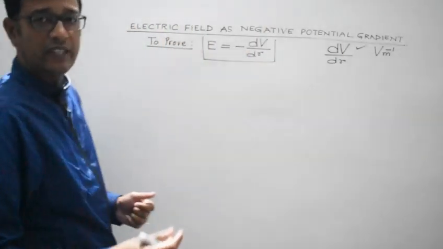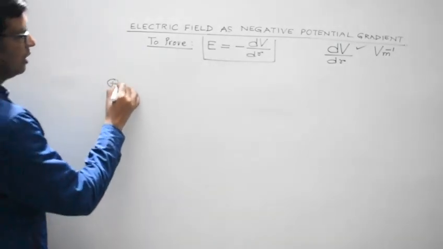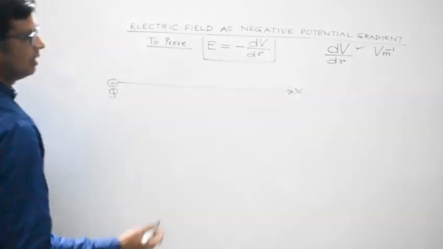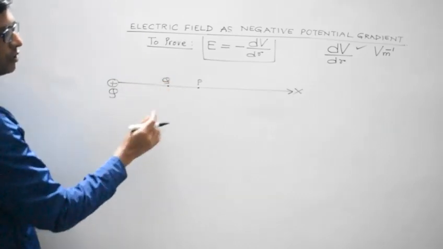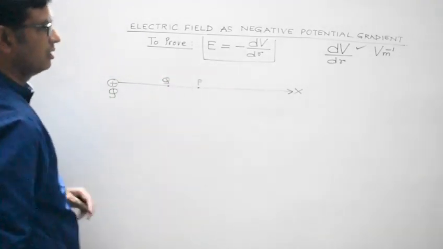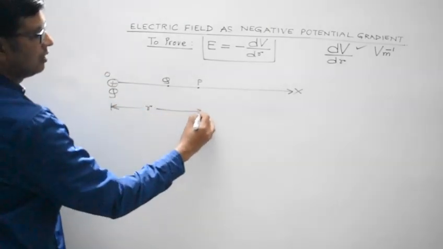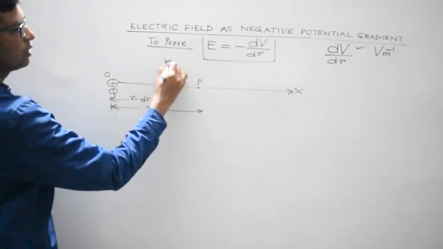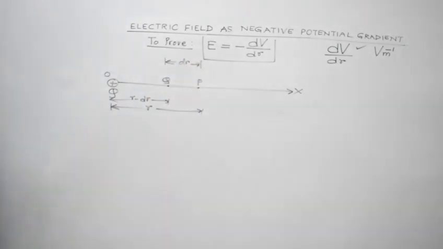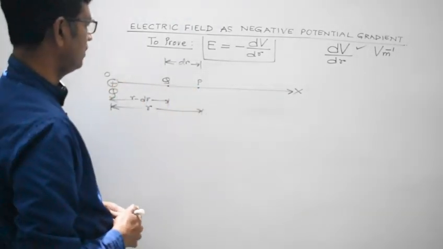So let's consider one-dimensional case. It will be much simpler. Suppose this is positive source charge and this is positive x direction. Let's consider P and Q are the 2 points which are very close to each other. If the distance of point P from the origin is considered to be r, then Q can be considered to be r minus dr. So this distance becomes dr. It's a very small distance between point P and point Q. They are vanishingly close towards each other, right?